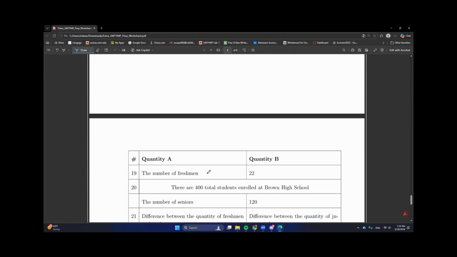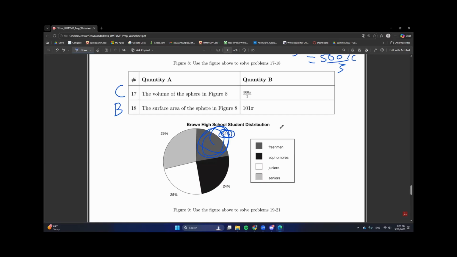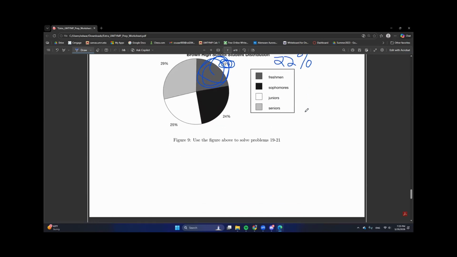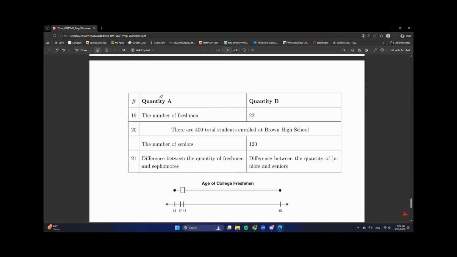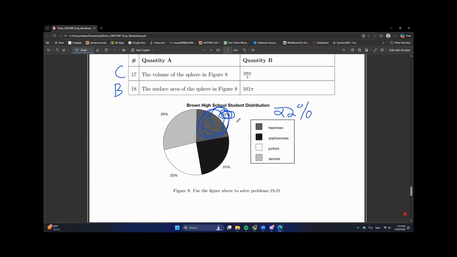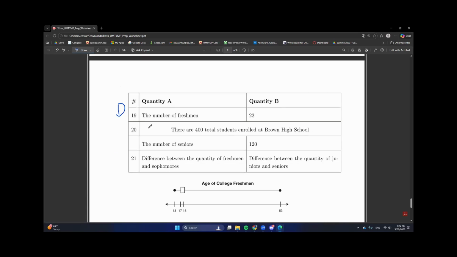But remember, this is 22%. It's not an actual number. We don't know the total amount of students in Brown High School, so we don't know the number of freshmen. This means the answer is D. Because let's say if we had 100 students, then we would have 22% times 100, which is 22 freshmen. But if we only had 50 students, we would have 11 freshmen. So the answer is D.